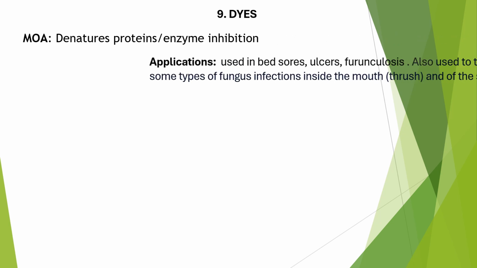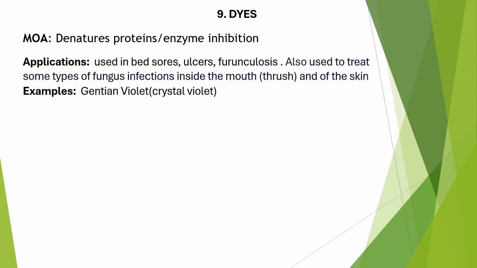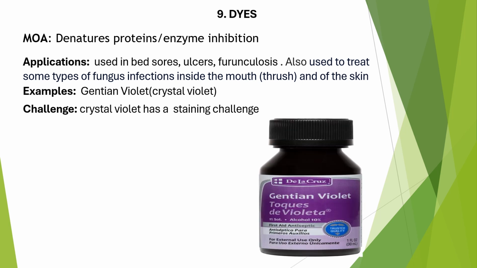Then we have the dyes. An example is gentian violet. It causes denaturation of proteins and also enzyme inhibition. It is used in bed sores, ulcers, and also to treat some types of fungal infections. The problem is that gentian violet causes staining.